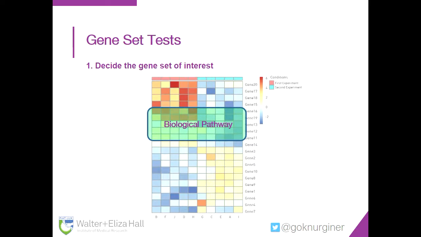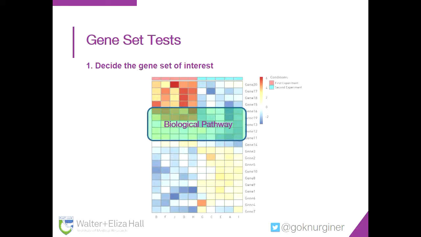So what do we do with gene set tests? With gene set tests, we are interested in a set of genes. If you look at this heat map, you can see at the left-hand side some red area. This red field is just on the first experiment, which is shown in pink at the top. So we know that the first 10 genes, for example, are highly expressed in those first conditions.